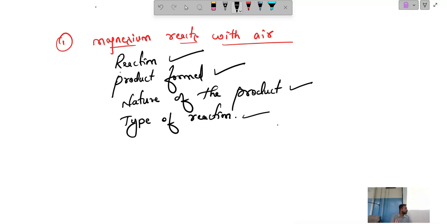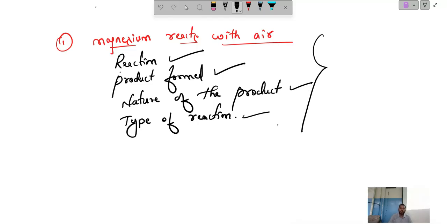Any doubts? Did you understand? Yes, concepts are clear. The question can be asked based on the reaction, on the product form, on the nature of the product, and also on which type of reaction this is. So these are the possible questions.